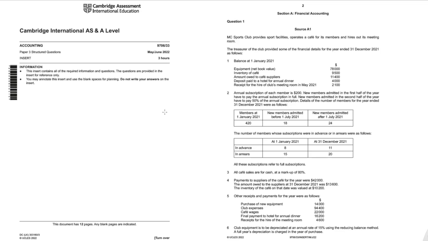Now coming to paper number 33. If you look at paper number 33, it is exactly the same as paper number 31. So I've already done that, so I'm not going to do this again. So that completes our May-June 2022 paper 31 to 33.